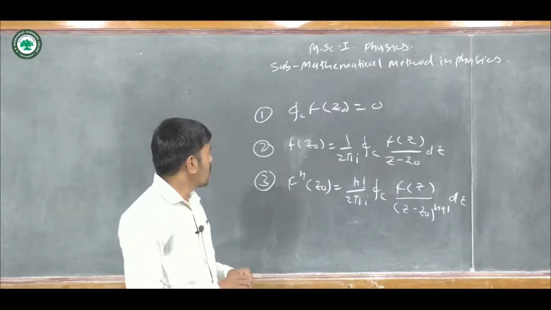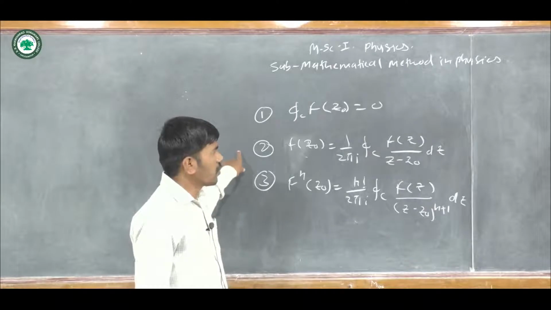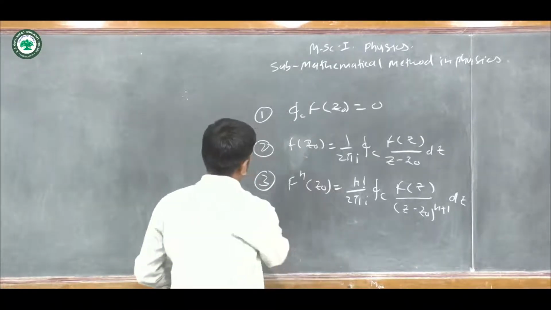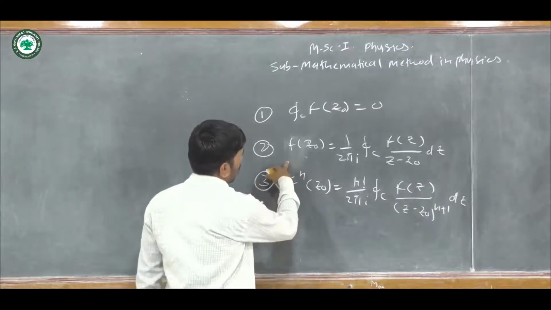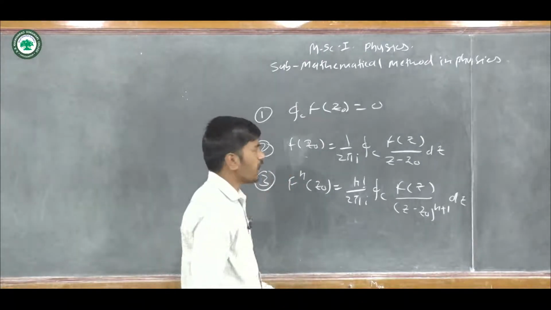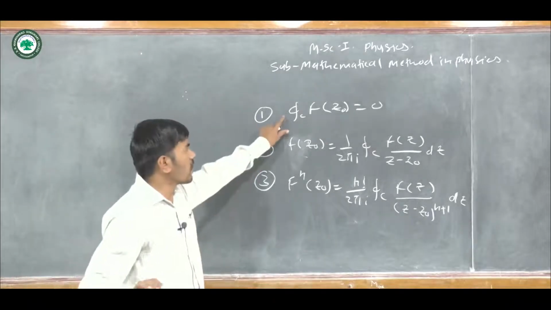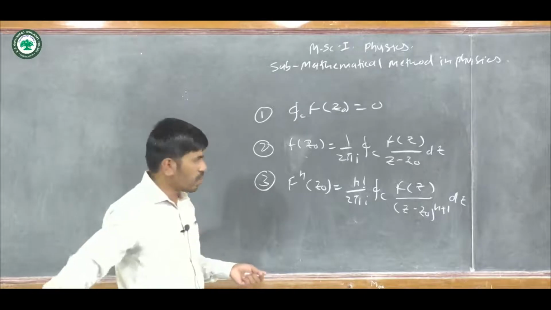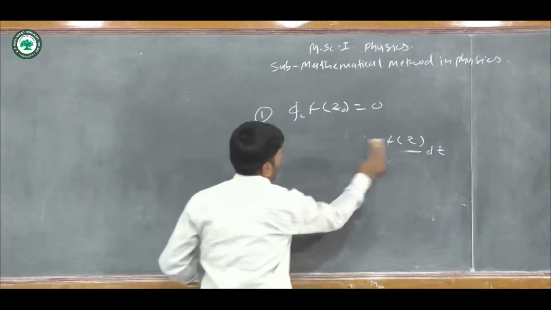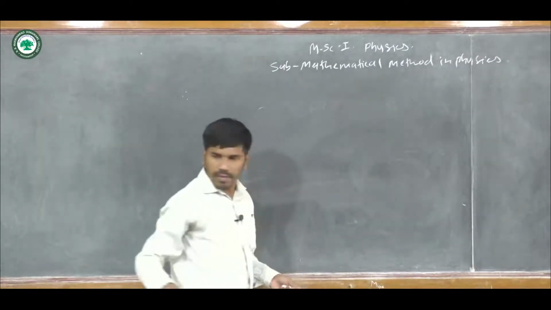So today we are going to solve some questions on these formulas. Okay, so let's start. This is the Cauchy integral formula. This is the Cauchy integral formula for the nth derivatives, and this one is the Cauchy-Goursat equation. We are going to solve some examples on these formulas.